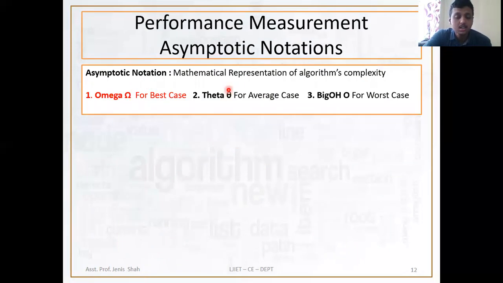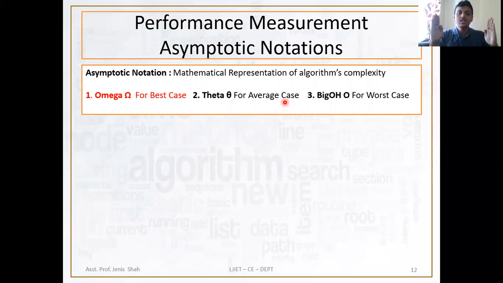The second one is theta, which shows the average case. And the third one is big O, which shows the worst case. Now, sir, what do you mean by the best case, average case, and worst case? I studied this in my previous lecture. Take one array with elements like 10, 20, 30, 40, up to 100.